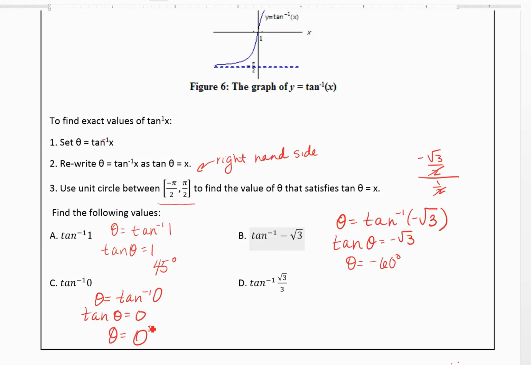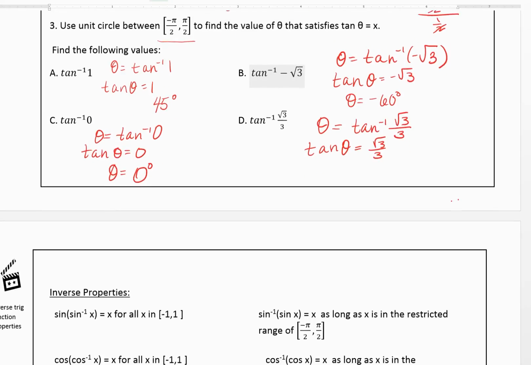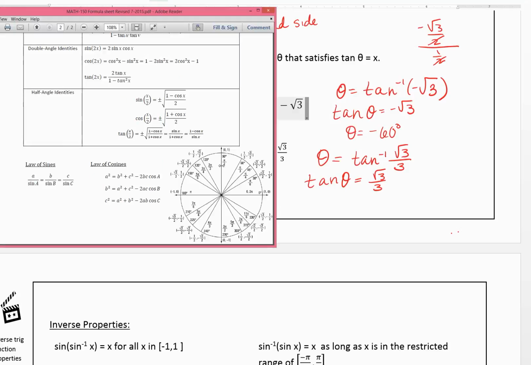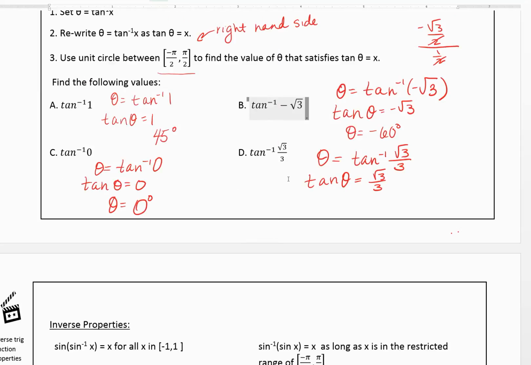And then for D here, what is tangent inverse of square root of 3 over 3? So we'd say theta equals tangent inverse of square root of 3 over 3. So tangent of theta equals square root of 3 over 3. Now, since this is positive, we're going to look in the first quadrant. Okay, and we need to know where y over x is square root of 3 over 3. Now, if we do 60 degrees, we're just going to get square root of 3 because the 2's will cancel out. But look what happens if we take 30 degrees here, which would be 1/2.